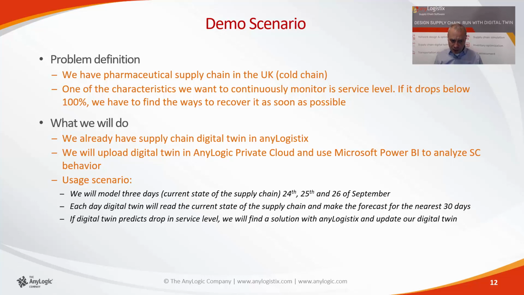What I'll do, I'll model 3 days, 24th, 25th, and 26th of September. Each day, for example, on 24th, the digital twin will read the current state of the supply chain and then do the forecast for the nearest 30 days. Then we will do the same for 25th and 26th of September. If we see that the digital twin predicts a drop in service level, we will use anyLogistix to find a solution, and then we'll update our digital twin in the cloud.